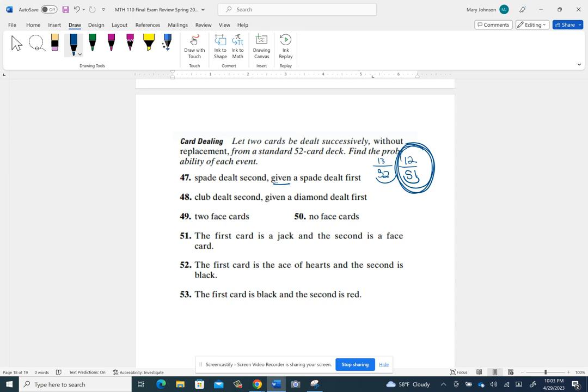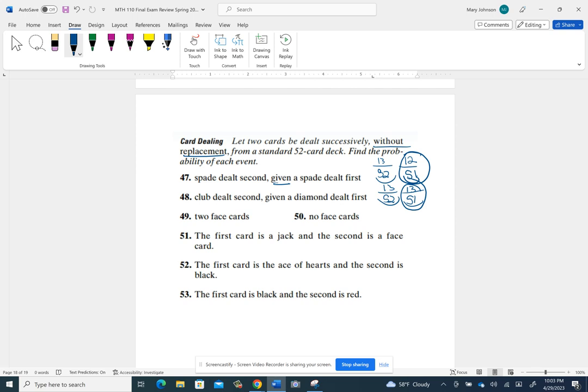Right? Club dealt second, given a diamond dealt first. So there's 13 diamonds out of 52. That's my first draw. And then club dealt second. Well, the diamond was picked first, right? There's still 13 clubs in the deck, but there's only 51 cards. And that's what's important, is that it's without replacement. I should have mentioned that. So your answer on 47 is 12 out of 51. Your answer on 48 is 13 out of 51.